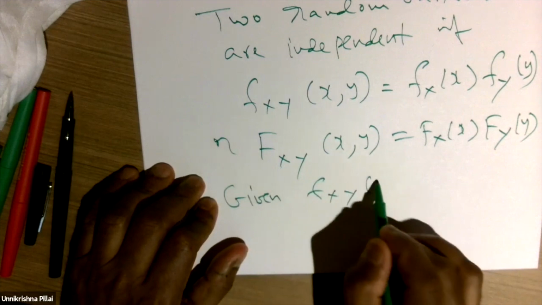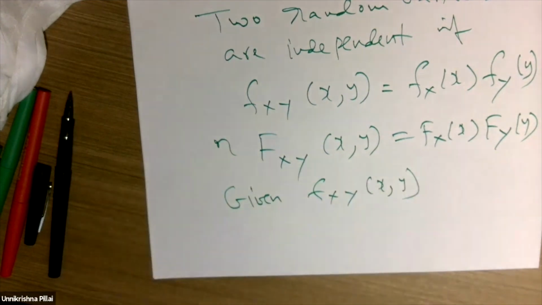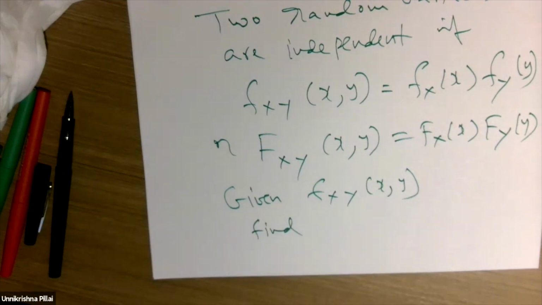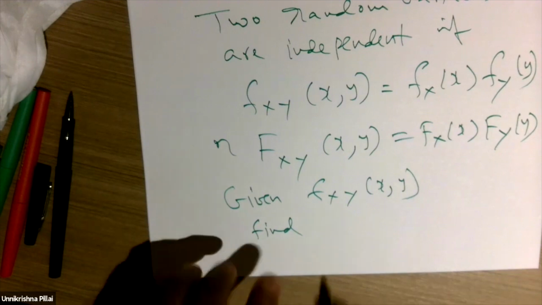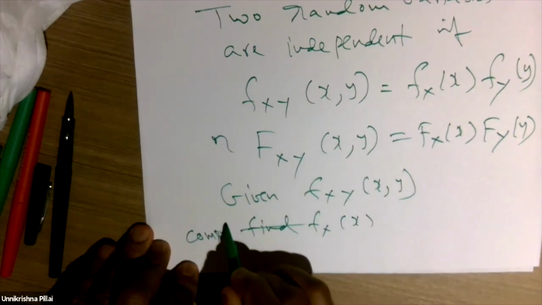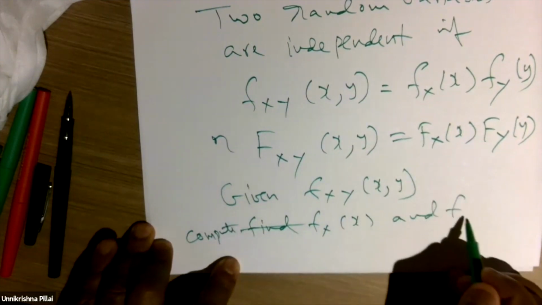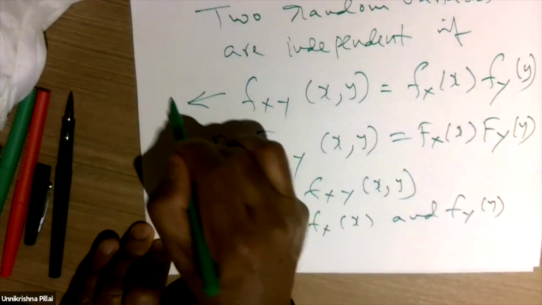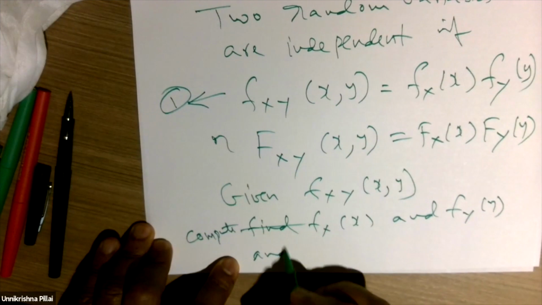So if I give you the joint density function, how do you check independence? What will be the procedure? Anyone? To check independence, what is the procedure? Compute the marginals, compute f_X(x) and f_Y(y). And then what? See whether this, let me call this expression one, holds, and verify it.